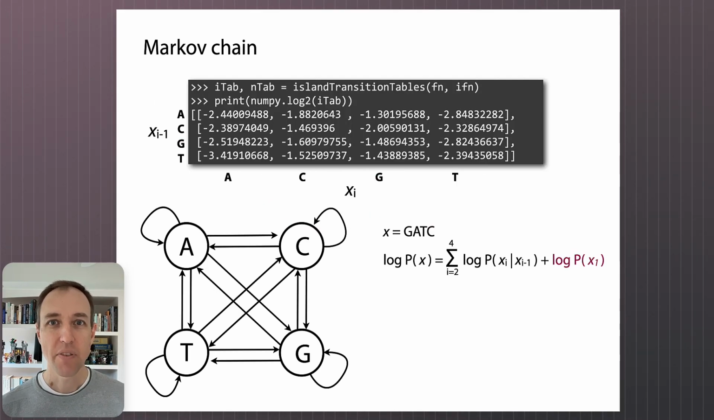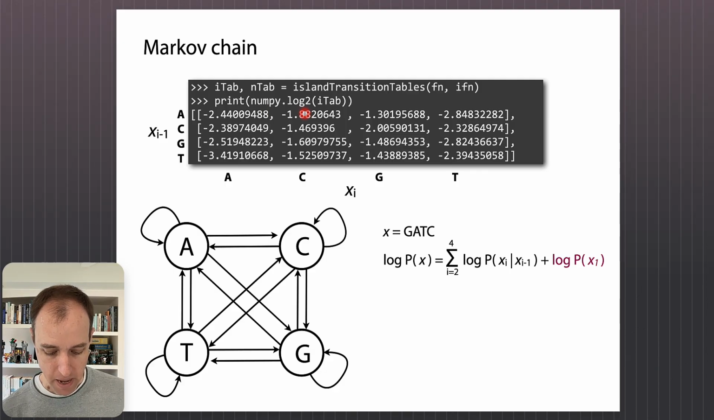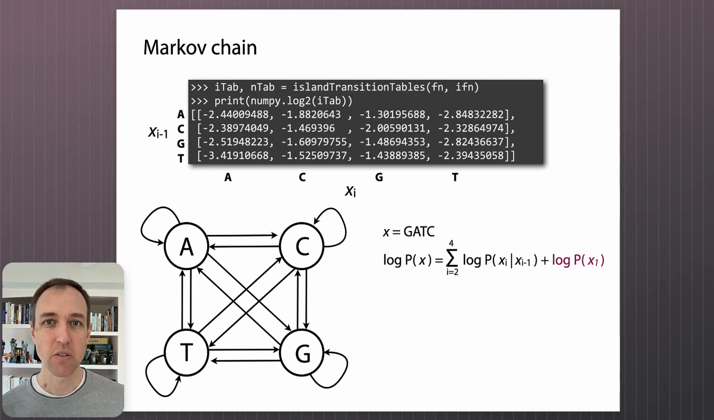Okay, so if I take that same Markov chain, that same table of 16 conditional probabilities that I had before, trained on examples that came from inside CpG islands, I can just log it, right? I can take the element-wise logarithm of all the numbers in that table. And that's what I'm doing here with numpy, right? I'm taking numpy.log2 of that table. I have a new table. These are now all log probabilities instead of probabilities. It makes sense that they're negative because the probabilities are all less than 1. So the logs of those probabilities should all be negative, and they are.